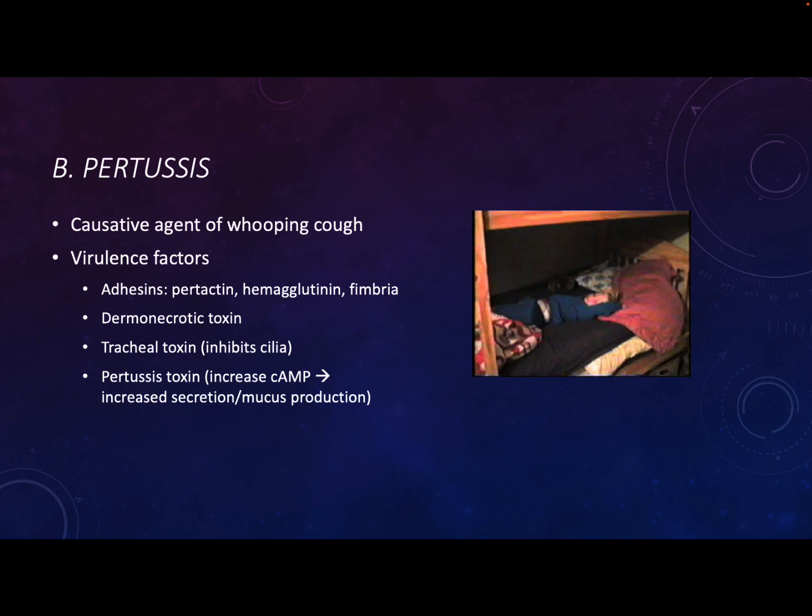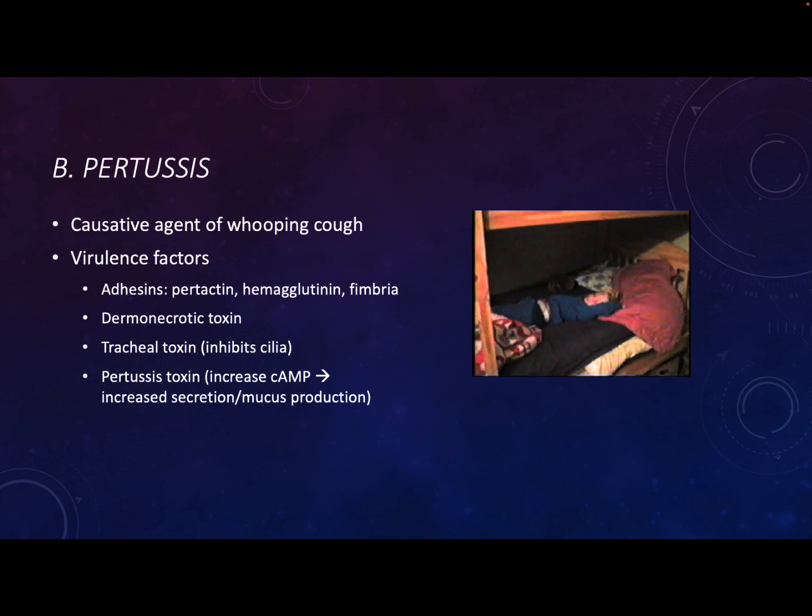So it has a number of different virulence factors. It's able to adhere. It has necrotic toxins that cause cell death. It has a toxin called tracheal toxin, which inhibits the cilia. And remember how important the cilia are for moving stuff out of your lungs so that you can continue to breathe and don't get a really nasty infection. So it inhibits those cilia.